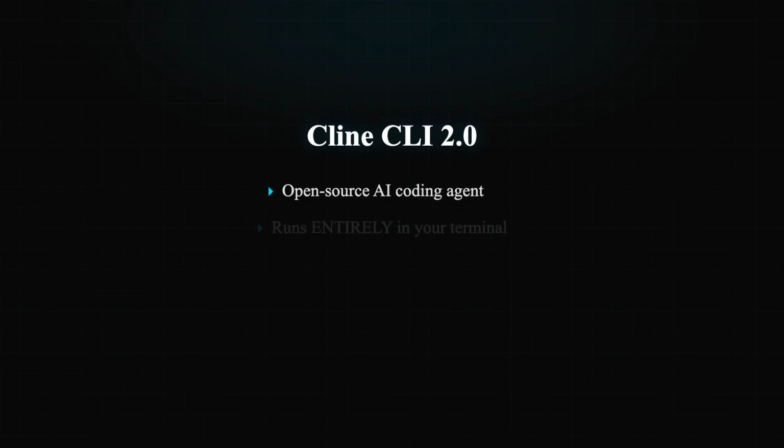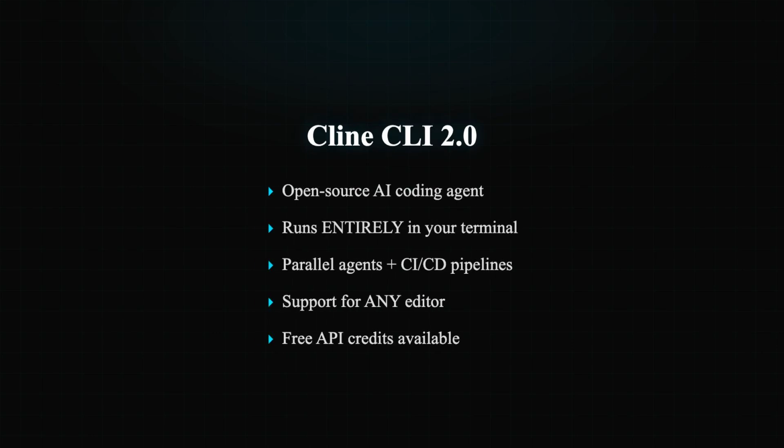Cline just dropped CLI 2.0, and it's a complete game changer. An open source AI coding agent that runs entirely in your terminal. No VS Code. No editor lock-in. Just pure command line power. Parallel agents. Headless CI/CD pipelines. Support for any editor. And they're giving away free API credits for a limited time. Let me show you everything.